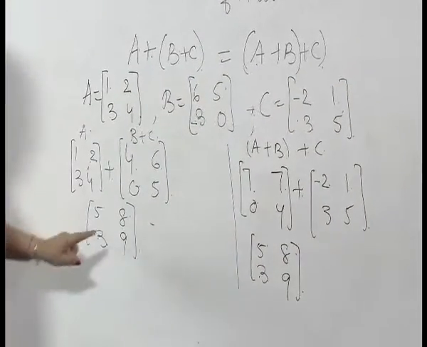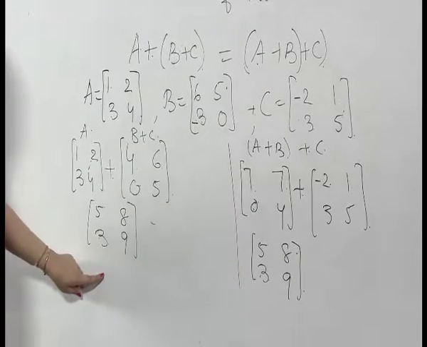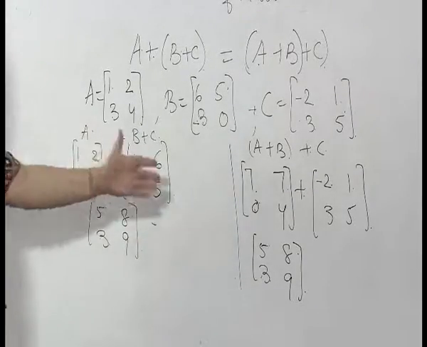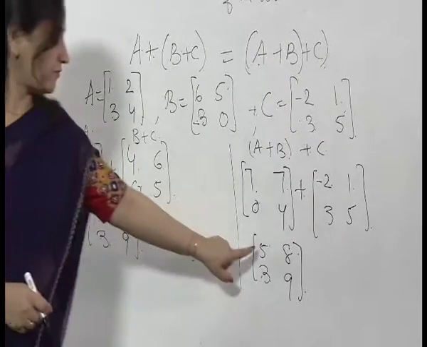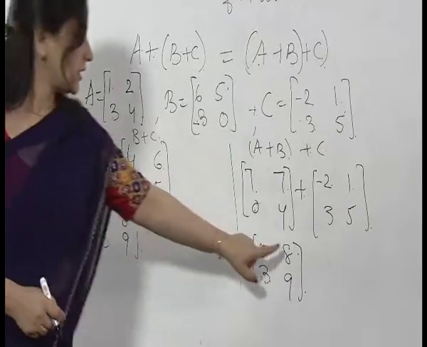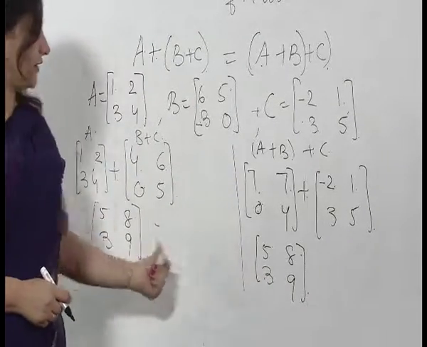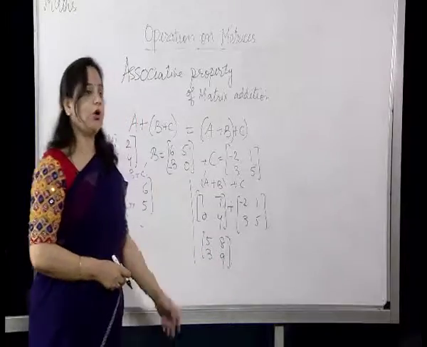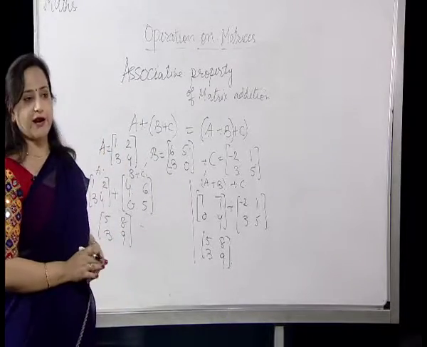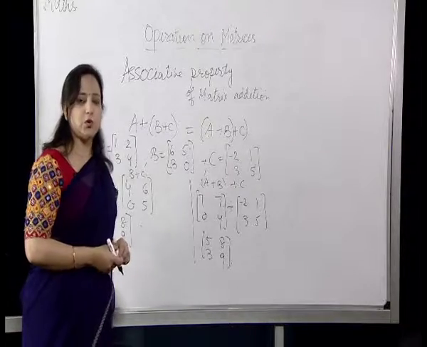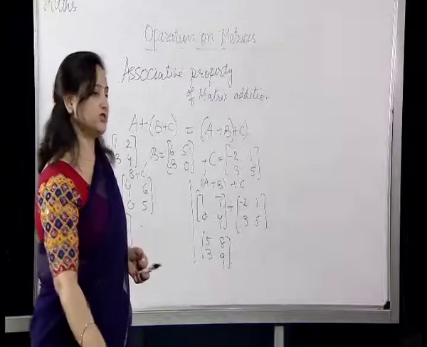You can see what is the matrix here and let's compare the elements of both the sides. 5, 5, 8, 8, 3, 3, 9, 9. So left hand side is equal to right hand side. It means the associative property also holds in matrix addition.